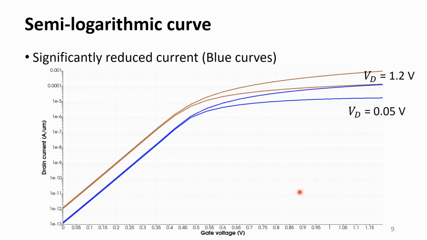When we draw it in the semi-logarithmic scale, the reduction of the drain current becomes even more clear. On the other hand, we cannot observe a significant increase of the leakage current. Yes, in this case, the SRH recombination does not play a significant role, mainly due to the model parameters.